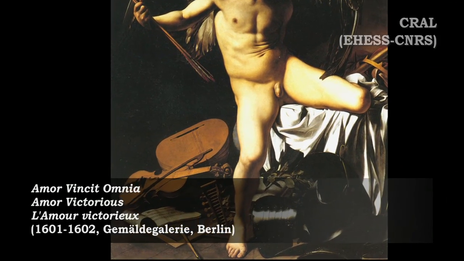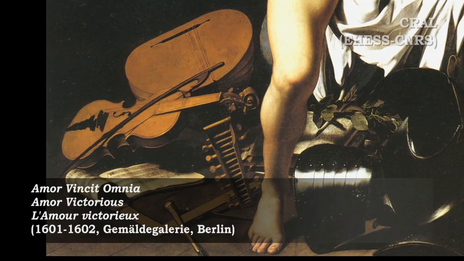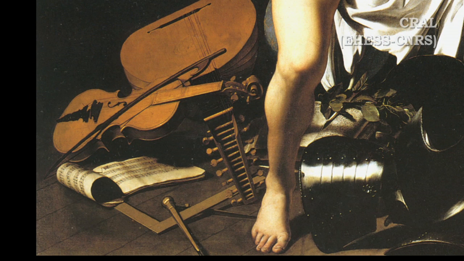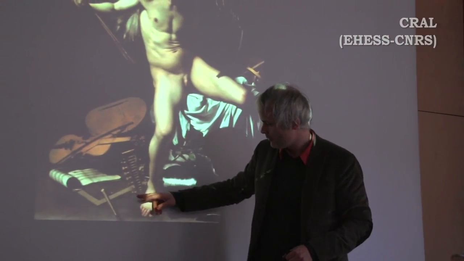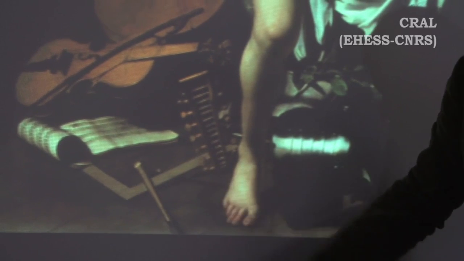Painting of the Gemäldegalerie in Berlin, originally painted for Vincenzo Giustiniani, as you know. To the left, five bilaterally symmetrical objects are lying on the floor. A lute, a violin, a musical score, and a square, passing between the arms of a compass. So here's the compass, and here's the ruler, I would say. These two objects intertwined.